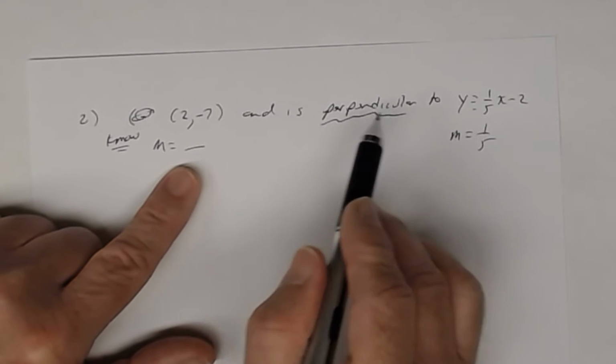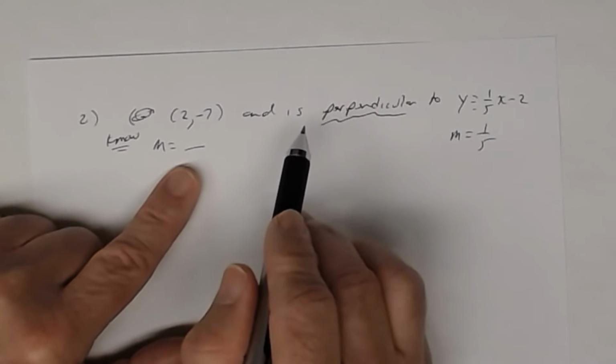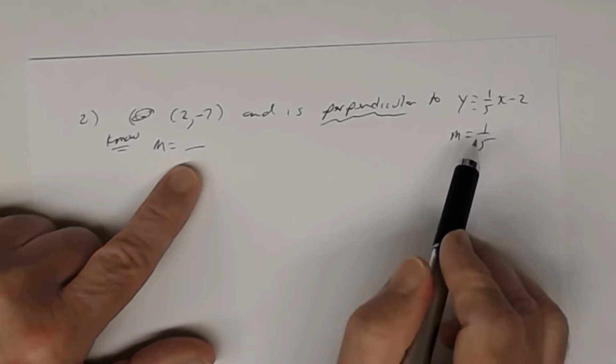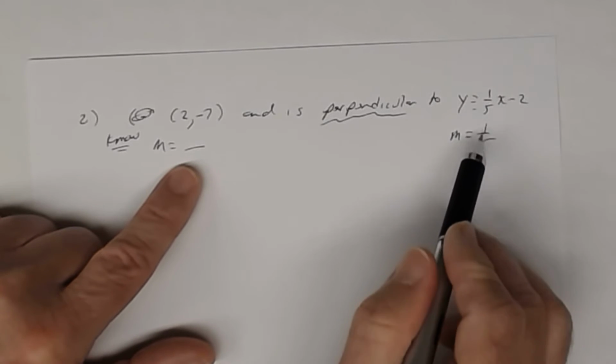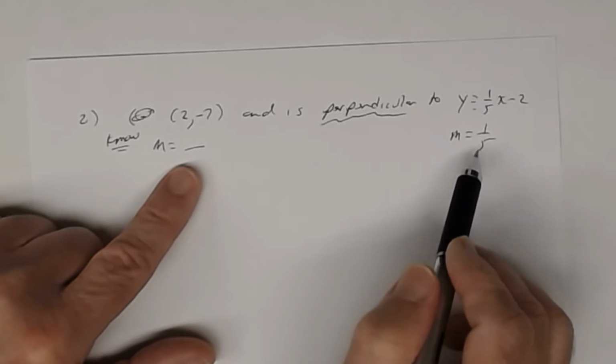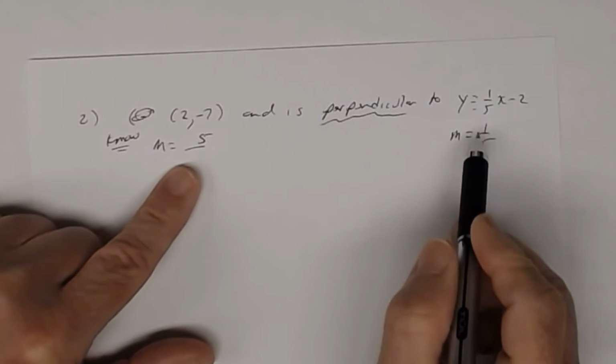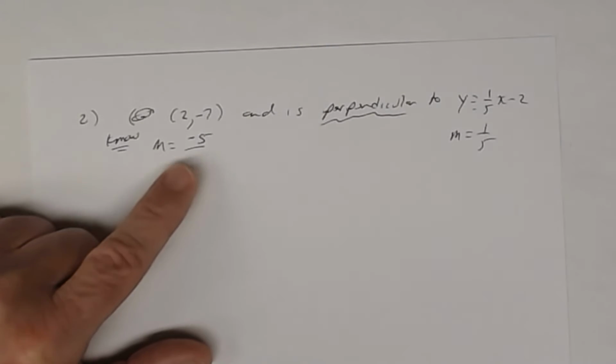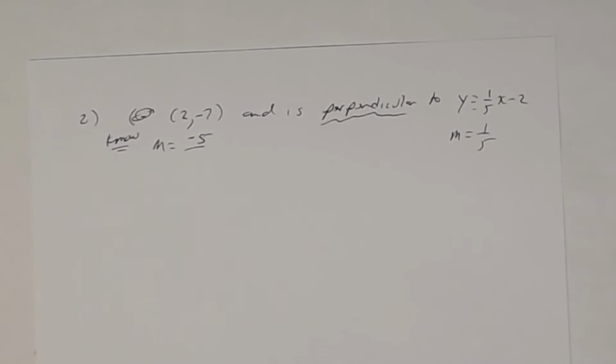So remember, 2 lines are perpendicular implies that their slopes are opposite reciprocals of each other. So what you got to do is take the reciprocal of this. The reciprocal of 1/5 is 5. And then take the opposite. So if this is positive, this has to be negative. All right, so the slope of this line is negative 5.